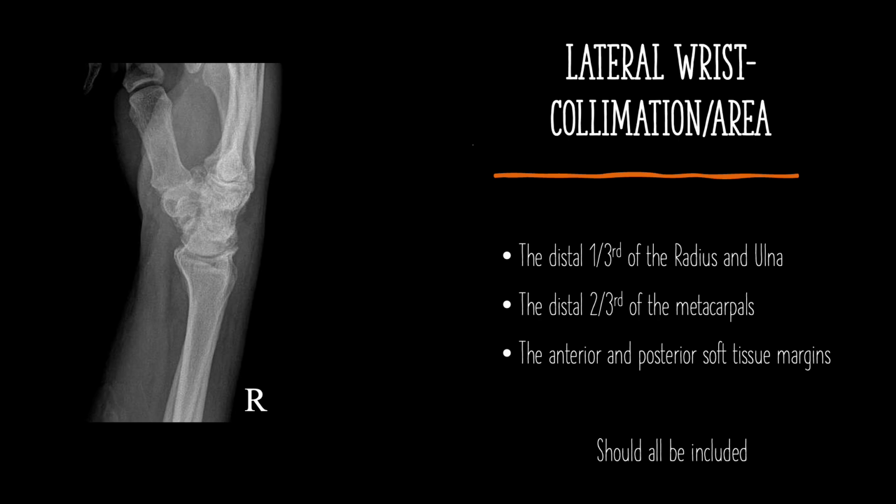Our collimation for a lateral wrist then is more or less the exact same. We want the distal 1/3 of the radius and ulna, the distal 2/3 of the metacarpals, and then we want our anterior and posterior soft tissue margins. It's very important to not get confused and call these our medial and lateral soft tissue margins, because once again, when we talk about our patients or our images in the true anatomical position, we would describe this as our anterior aspect or our palmar aspect, and this as our posterior aspect or our dorsal aspect.